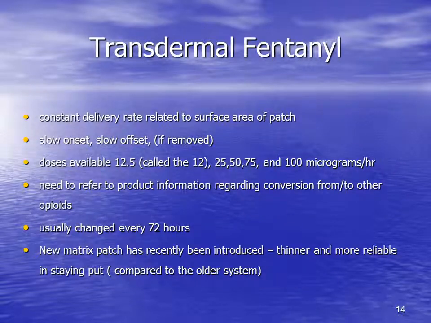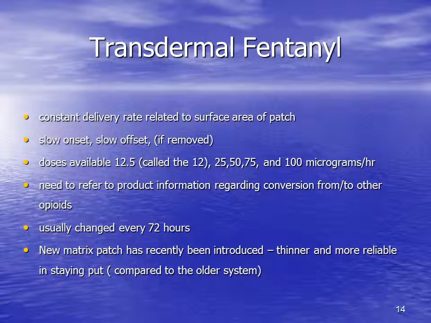With the patches that we're most familiar with, it's a constant delivery rate, which corresponds to the surface area of the patch. So little patches give little dose, big patches give a big dose, and lots of big patches give a very big dose. The thing about it is that it's slow onset, slow offset, because it sets up a reservoir in the subcutaneous tissue. So the different doses: the 12.5, or what's called the 12, is the most recent addition to the patches.